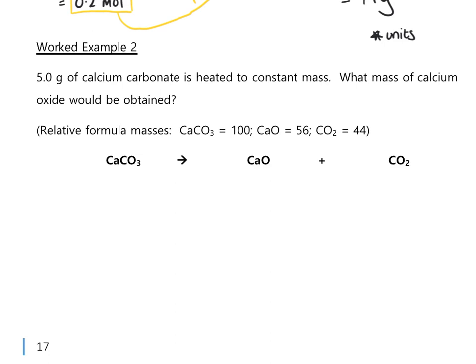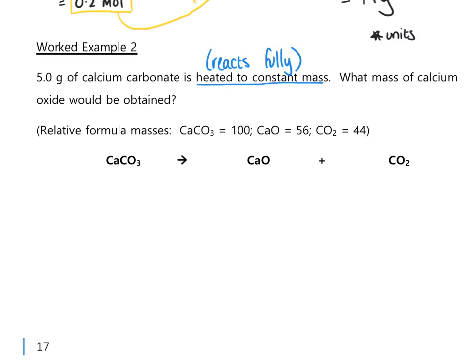So we're being told that 5.0 grams of calcium carbonate is heated to constant mass. That just simply means that it reacts fully. Sometimes there are phrases like this in the questions and they don't overly matter in terms of our actual calculation. So 5.0 grams of calcium carbonate is heated to constant mass, in other words reacts fully. What mass of calcium oxide would be obtained?